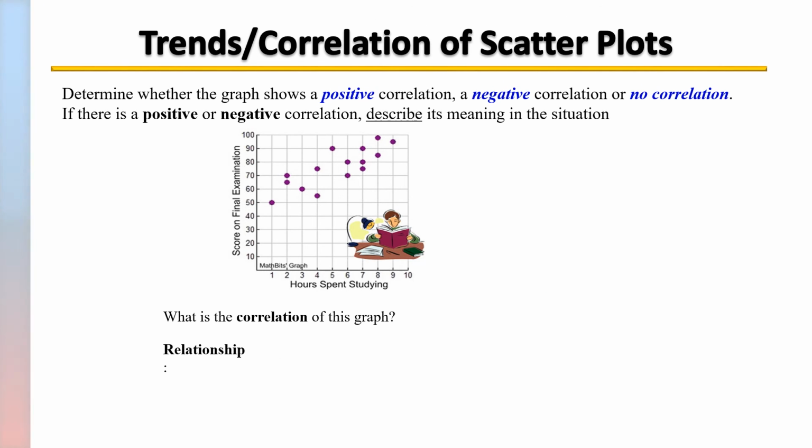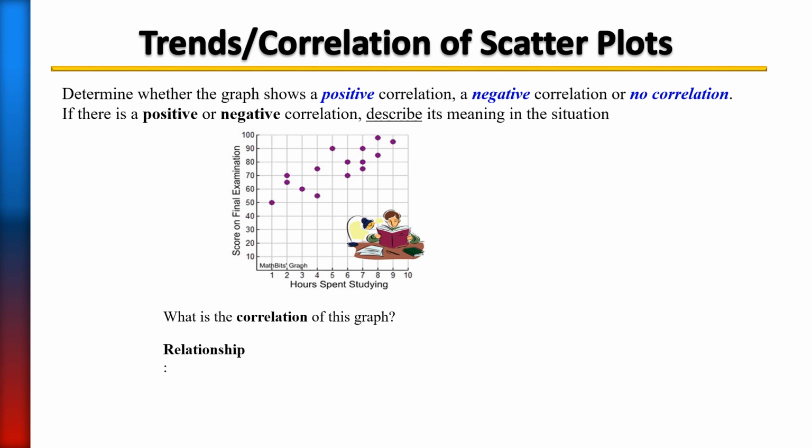Let's take a look at the next example. We want to determine whether the graph shows a positive, negative, or no correlation, and if so, describe the correlation or the relationship. So notice you see the cluster of dots here from left to right is moving in an upward motion. And what type of correlation is that?